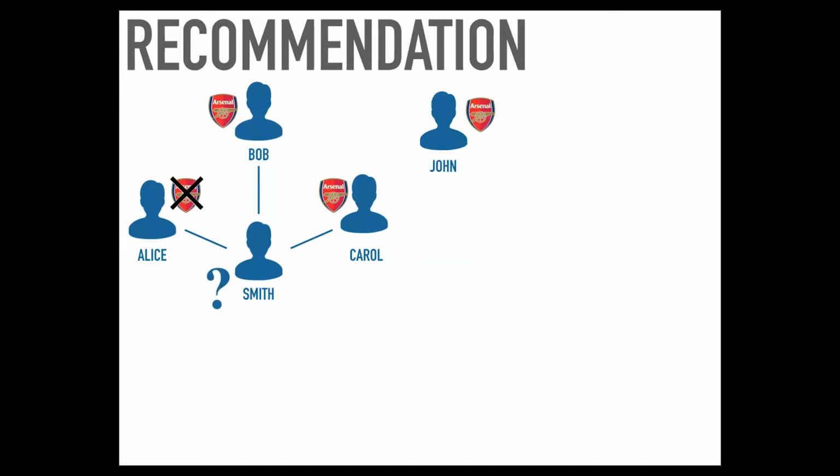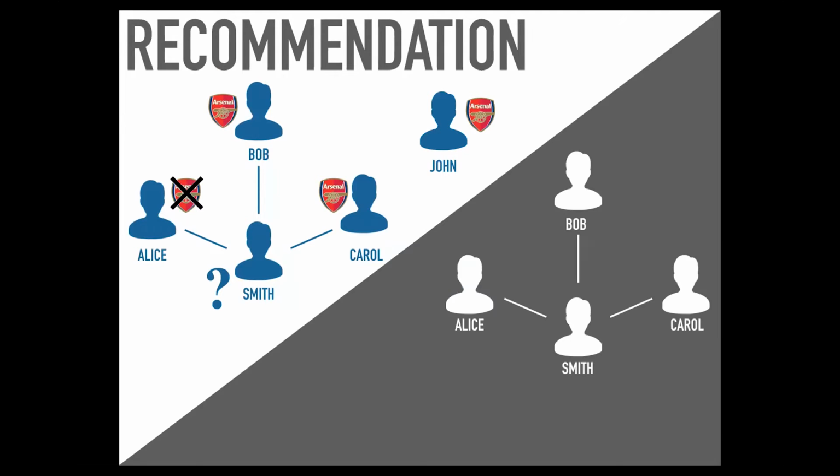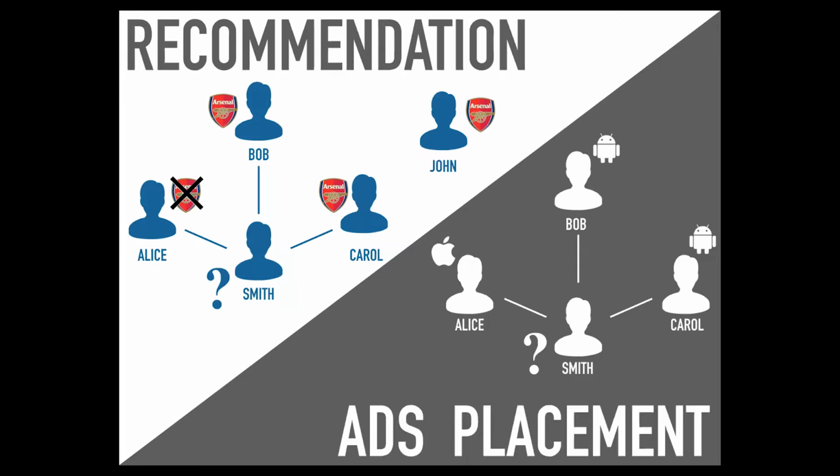So given a graph, say a friendship network, and let's say you know that Bob and Carol are fans of Arsenal, and Alice isn't, what can you say about Smith? And can you use this information to recommend Arsenal products to another person, say John? Or say in another friendship network, when you know what kinds of products people purchase, can you use that to determine what product some other person in the same network might purchase? And can you use that again for targeted ads placement?